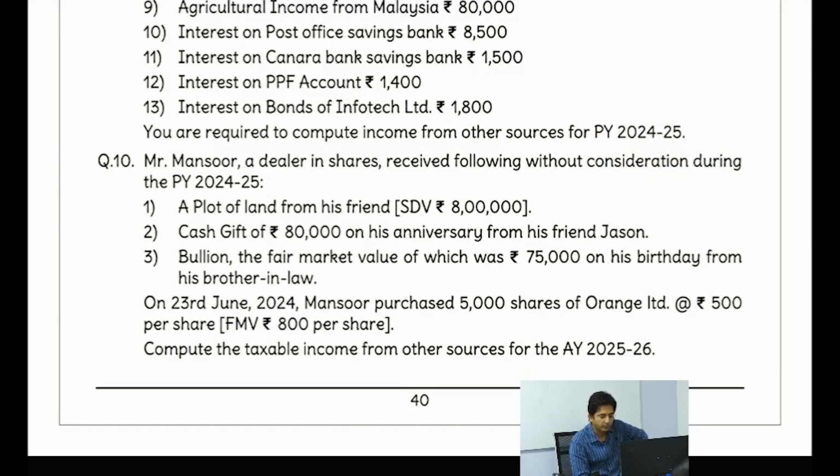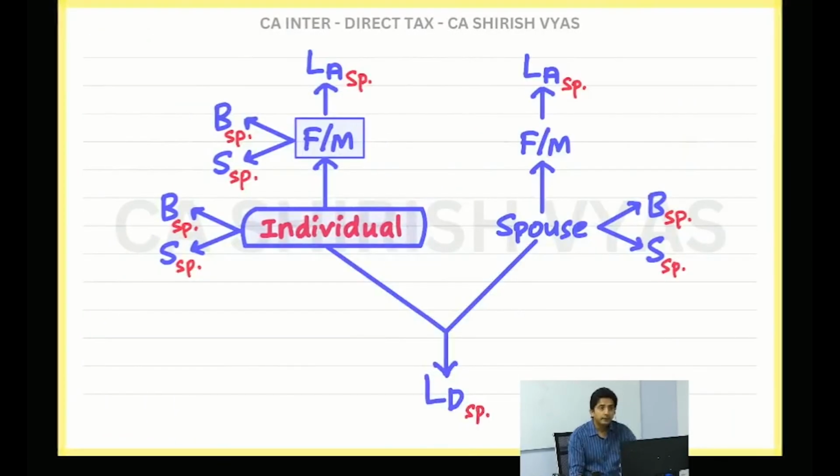75,000 on his birthday from his brother-in-law. See, you have received the gift from brother-in-law. See what is written? On his birthday from his brother-in-law. So his brother-in-law means what? Wait, I will show you the chart of the relative. His brother, his means what?